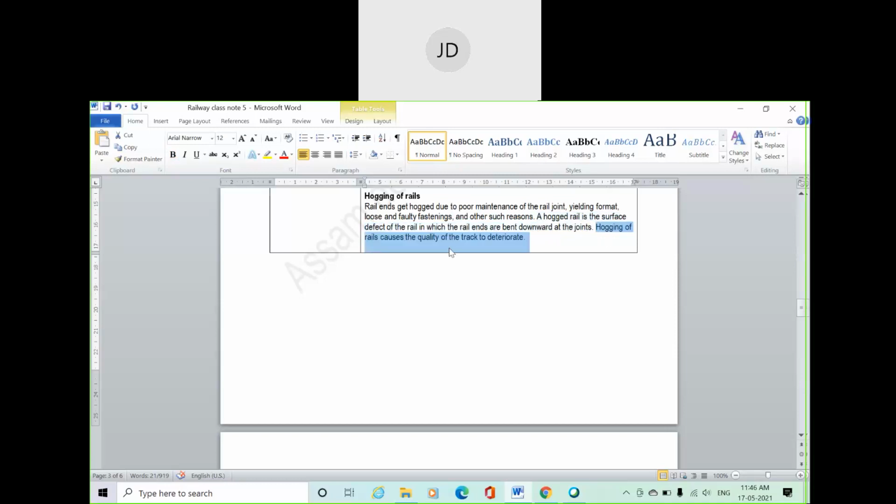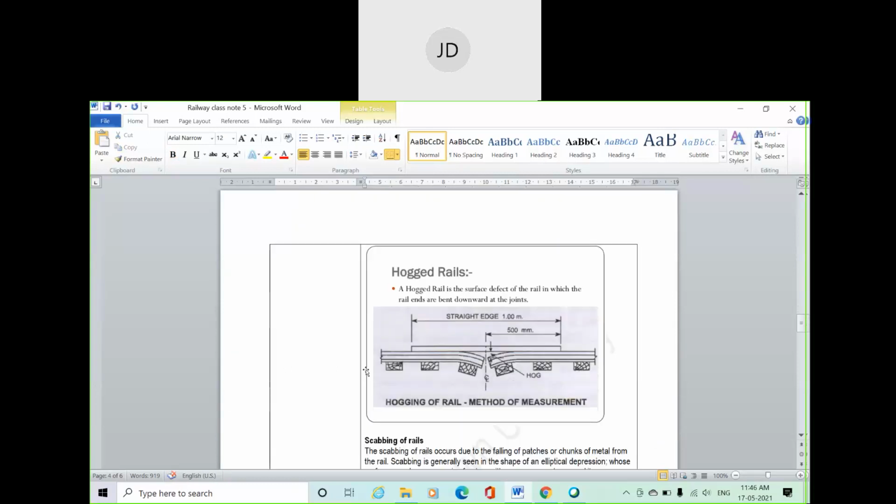Hogging of rail causes the quality of the track to deteriorate. Of course, when the train is moving along the hogged rail, there is a possibility of derailment also. So it's very serious. You can say it is a drawback of the rail, or a wear of rail, and this can be minimized by different approaches. Here you can see a drawing of a hogged rail.